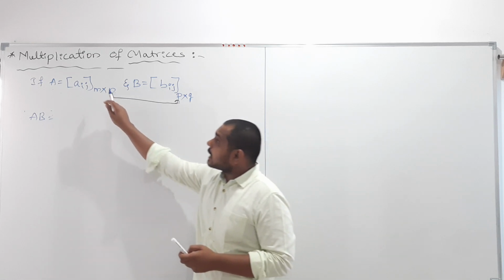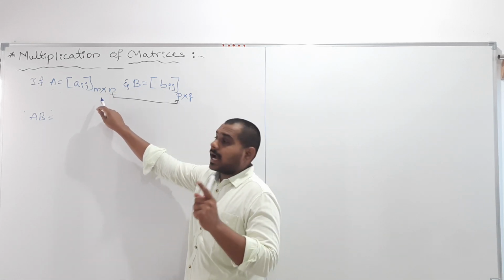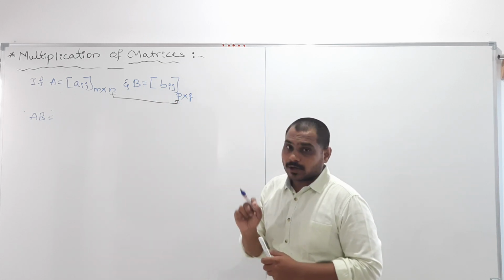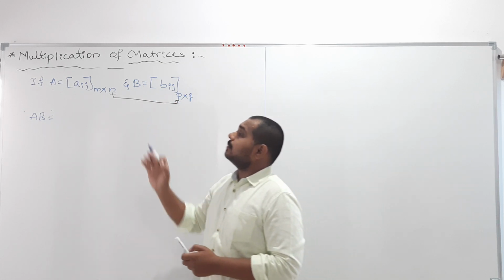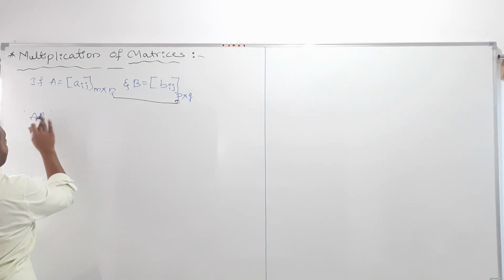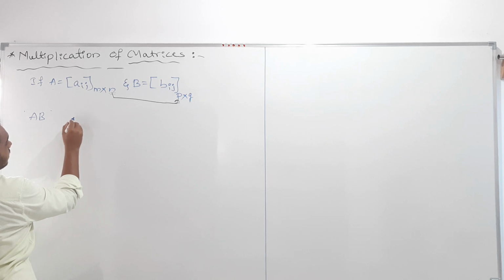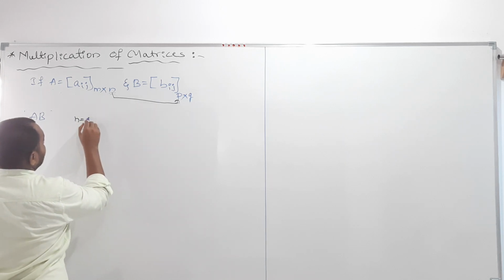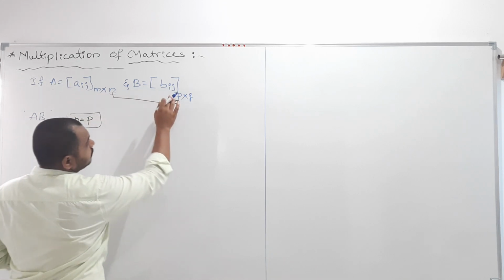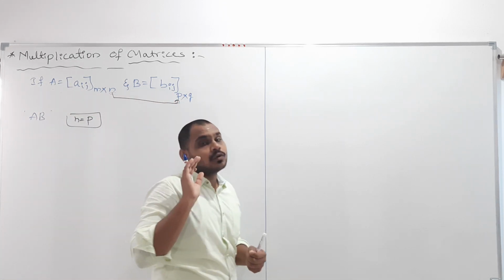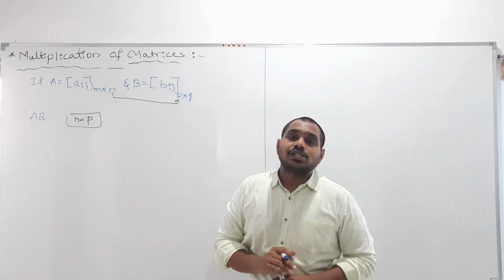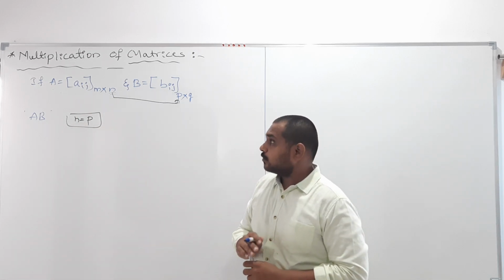So if the number of columns in the first matrix and the number of rows in the second matrix are equal, then only can we multiply the given matrices. If I want to multiply A and B, I should check whether n is equal to p, whether the number of columns in A is equal to the number of rows in B. If those two values are equal, then only multiplication is done. This is the first condition we should observe.